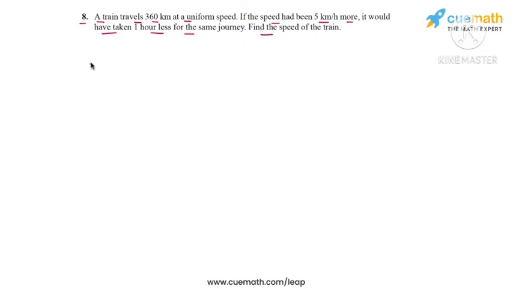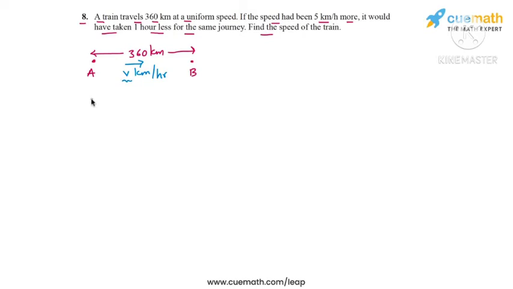So suppose that the train goes from point A to point B, which is a distance of 360 kilometers, and it covers this distance at a uniform speed of v kilometers per hour. So let's assume that this is true. So we have to find the speed of the train. Let's assume that it is v kilometers per hour on an average.